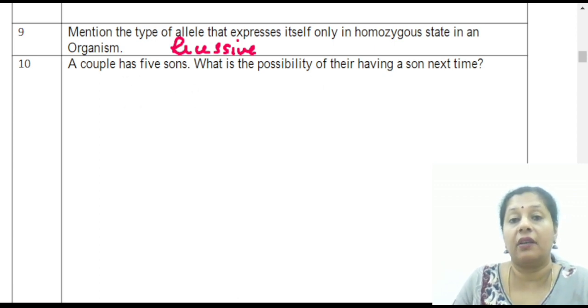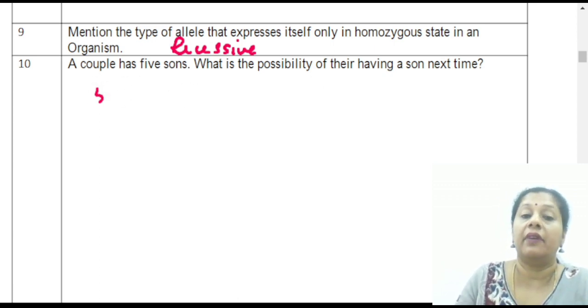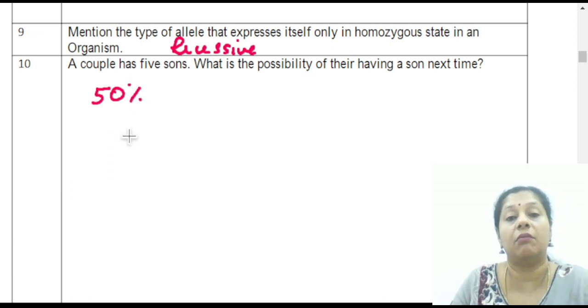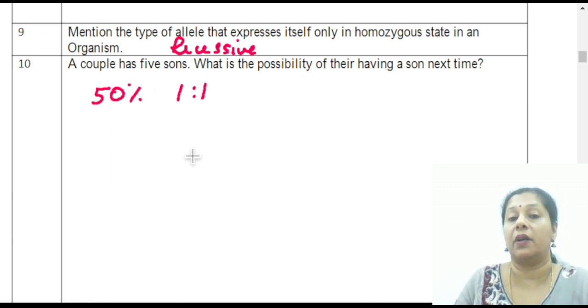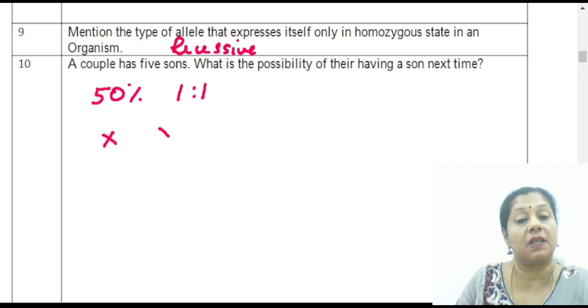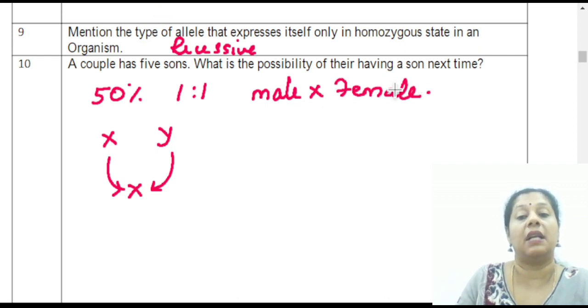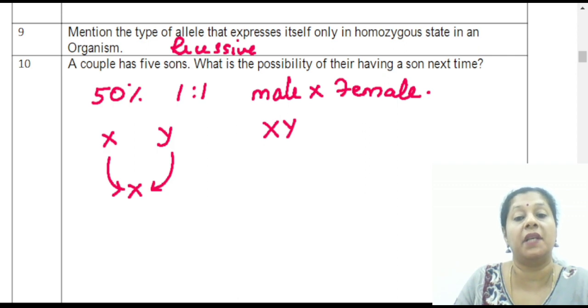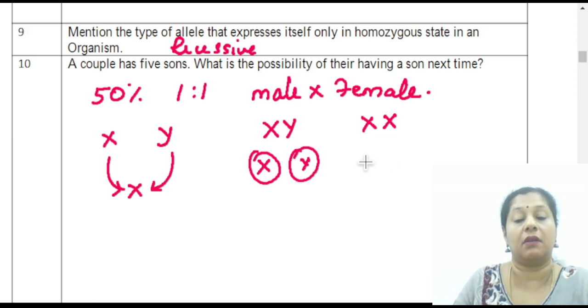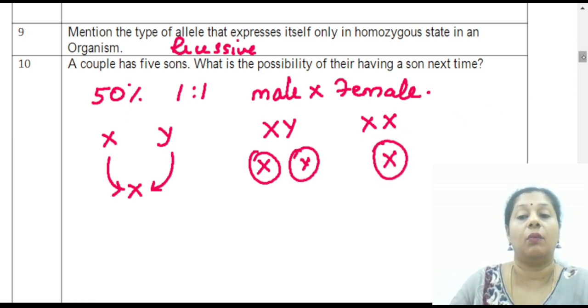So irrespective of the number of children or their sexes, in every single fertilization the chance of getting a boy or a girl is 50%, or a 1:1 ratio, because the male always produces 50% X chromosomes and 50% Y chromosomes. Which one fuses with the X chromosome from the mother will determine the sex of the child. If it is a 3 or 5 mark question, you have to show the cross. So male and female, we can show only the sex chromosomes, male XY, female XX. Here the male will produce 2 types of gametes, whereas the female will have only 1 type.